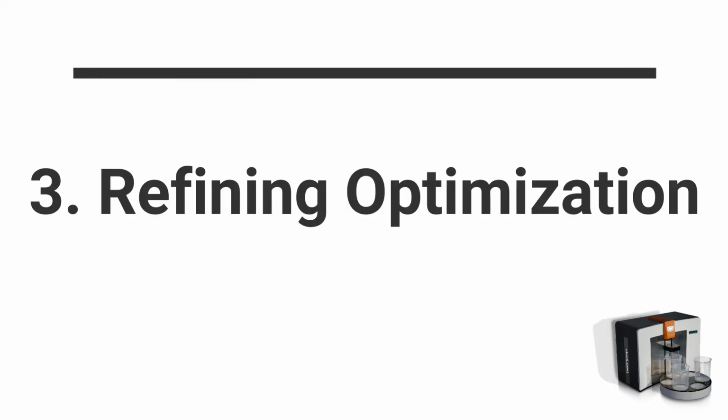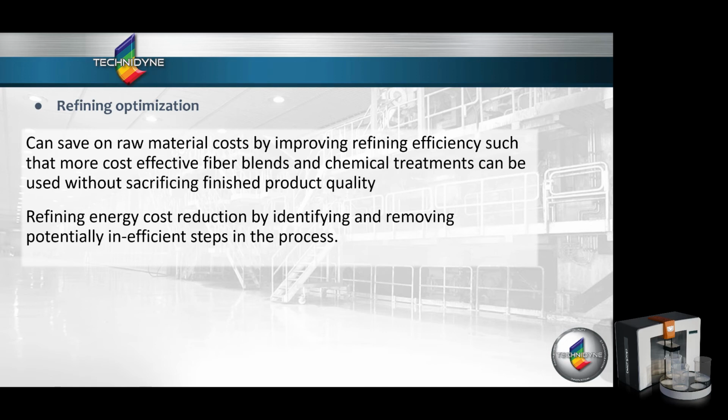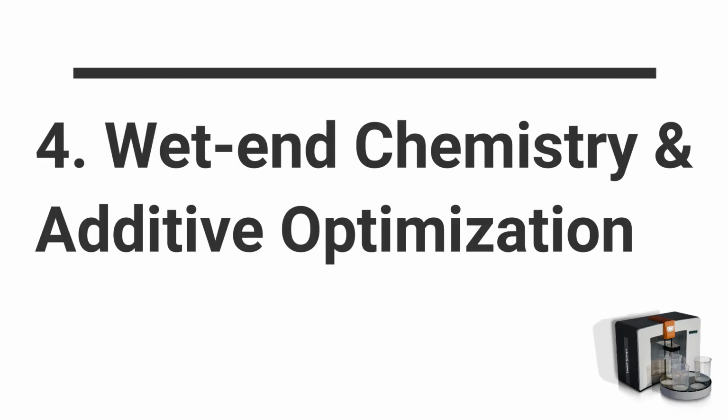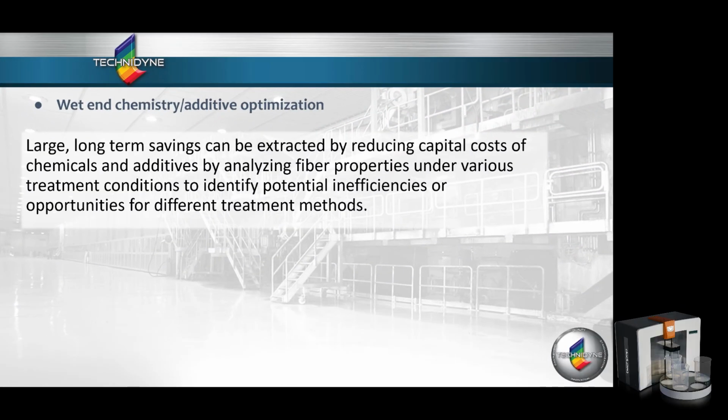Another opportunity for value we found is in the optimization of your refiners. You can reduce the energy cost of your refining process by utilizing the device to find potential inefficiencies in your refining process. You can also reduce material costs by finding more efficient fiber blends or chemical treatment processes without sacrificing finished product quality. It has been proven with effective fiber analysis that large long-term cost savings can be extracted by measuring fiber properties under various conditions in order to identify potential inefficiencies or find improved chemical treatment procedures.